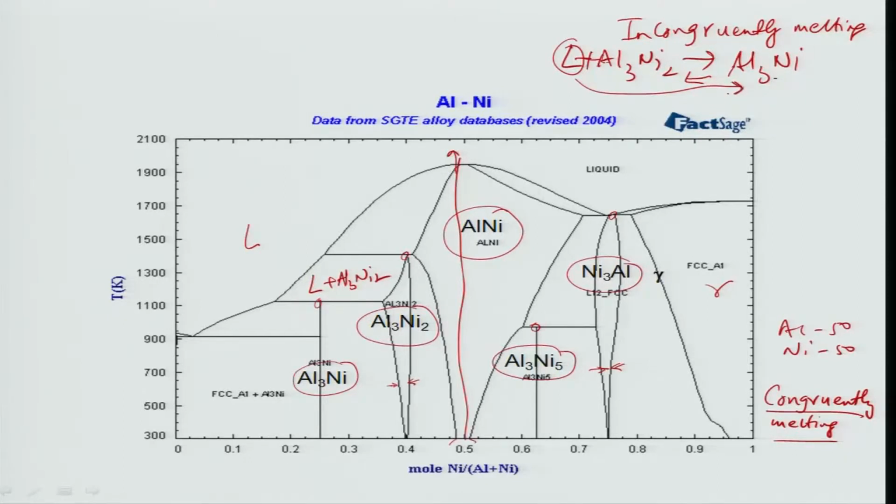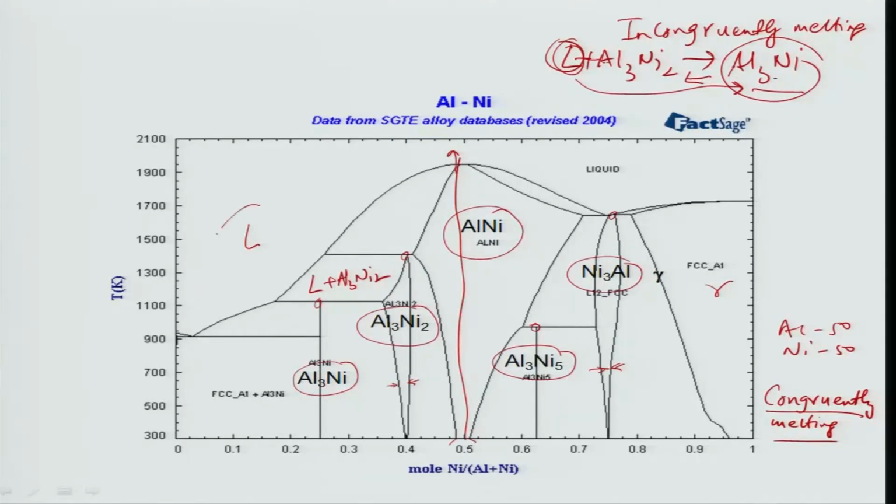Thus there are two types of these intermediate phases as far as melting is concerned. One is congruently melting, like AlNi, which directly melts into liquid without change of composition, and there are compounds which melt by peritectic reactions when heated up. Therefore the liquid has a different composition than the solid at the start. The peritectic phase has this composition, and the liquid has a completely different composition, because there is another solid phase forming, and they are called incongruently melting compounds.